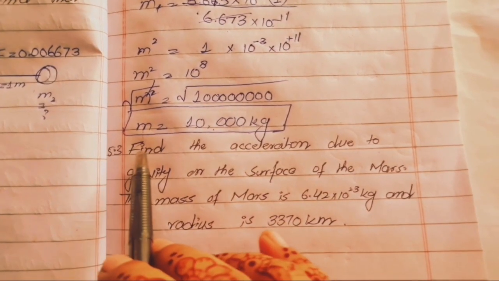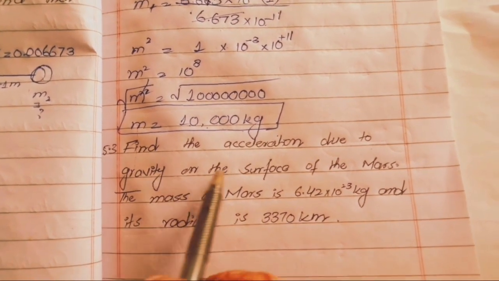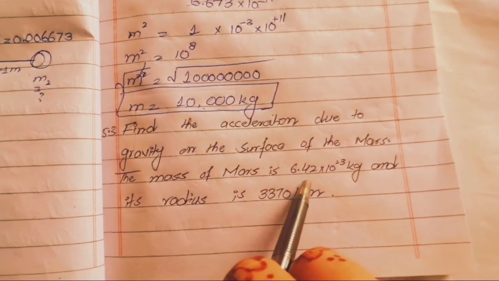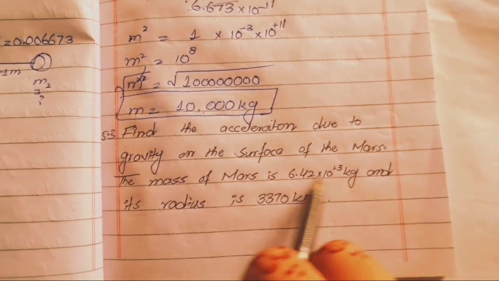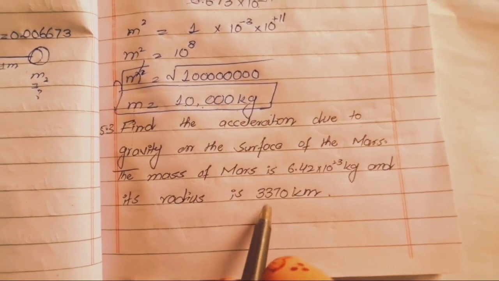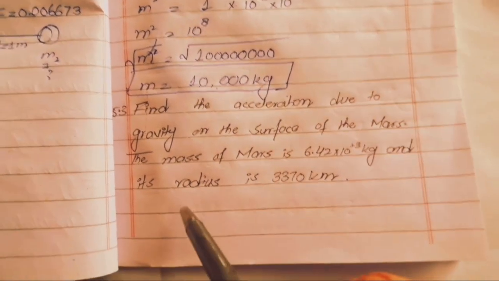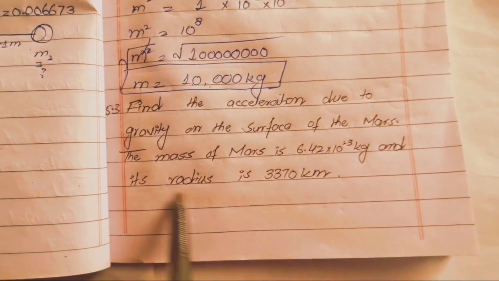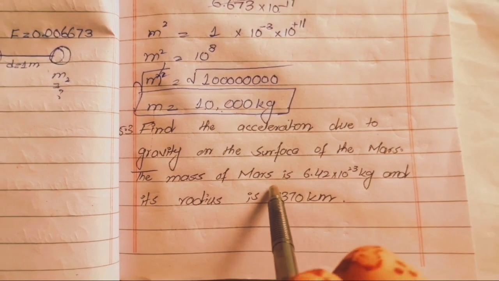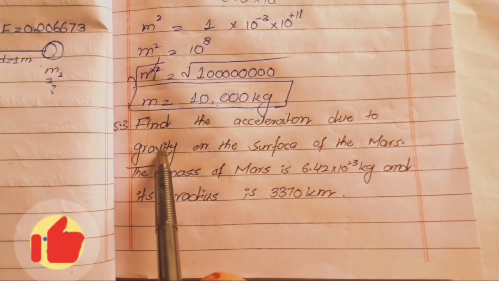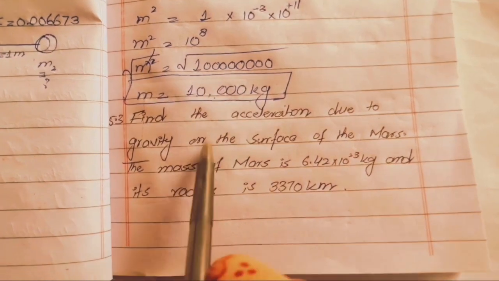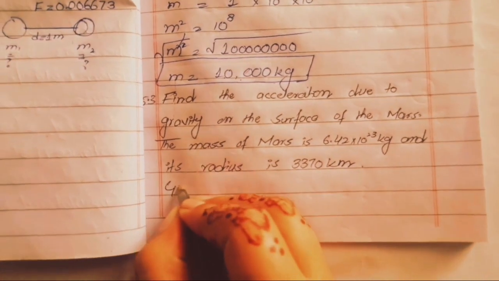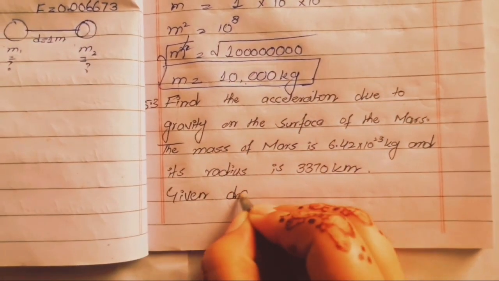Numerical 5.3. Find the acceleration due to gravity on the surface of Mars. The mass of Mars is 6.42 multiplied by 10 raised to power 23 kg and its radius is 3370 kilometer. So in the given data, we have the value of mass of Mars and radius of Mars, and we have to find out the value of acceleration due to gravity, the gravitational acceleration value on the surface of Mars. So first of all, we will write the value of given data.